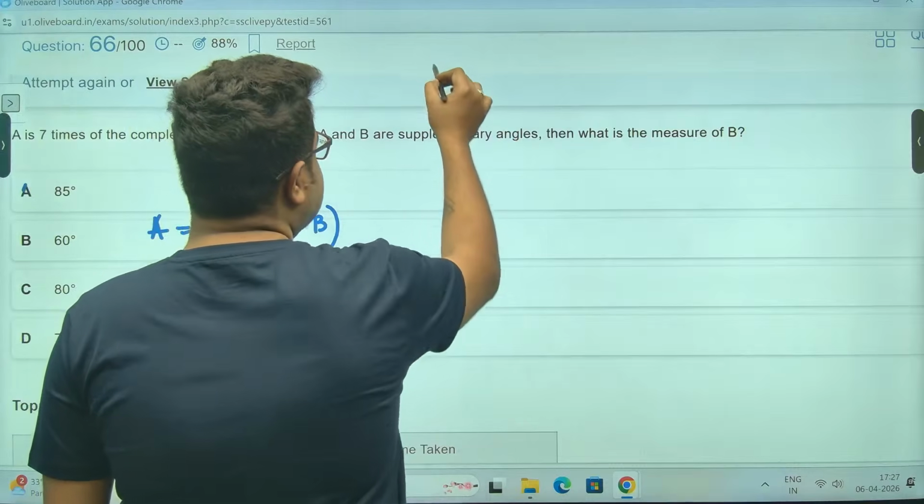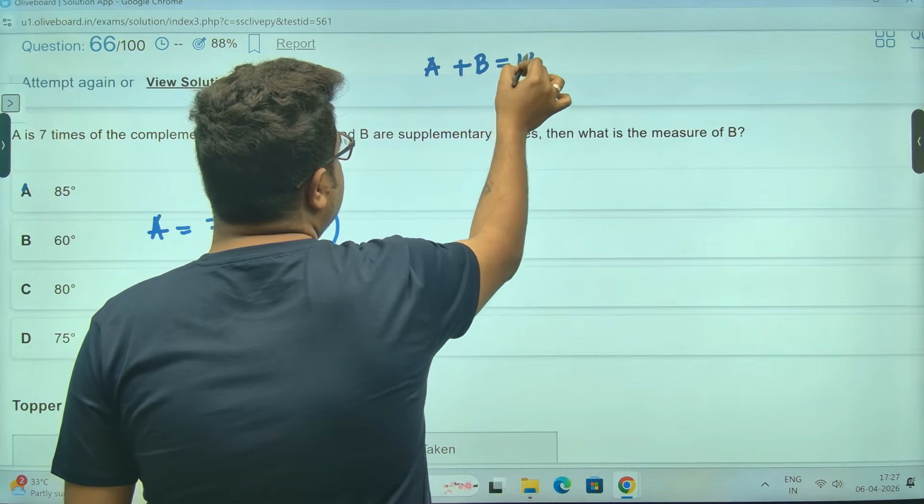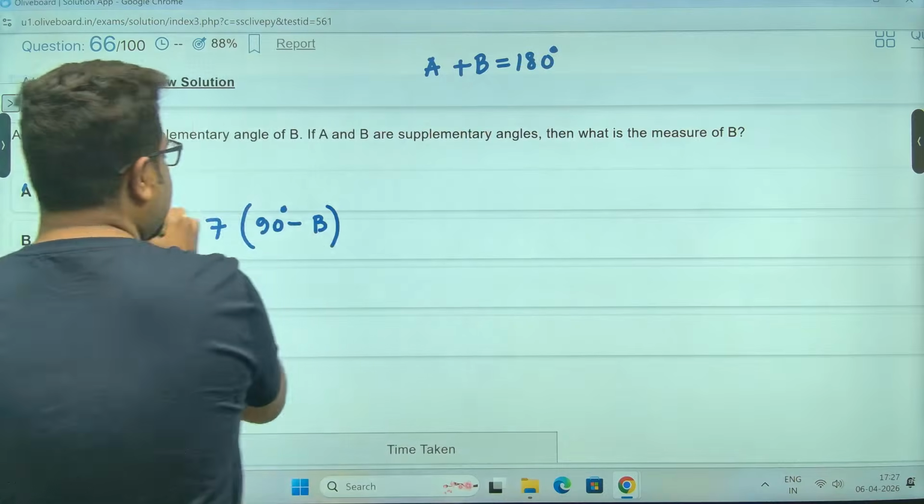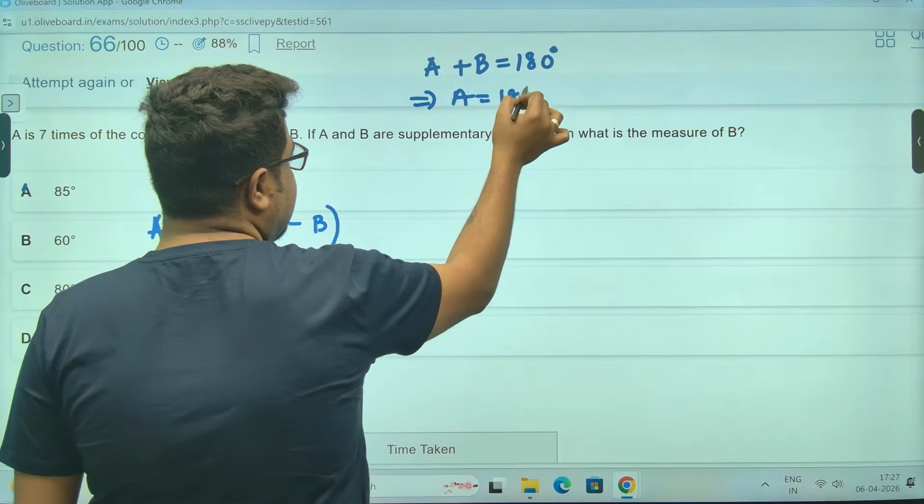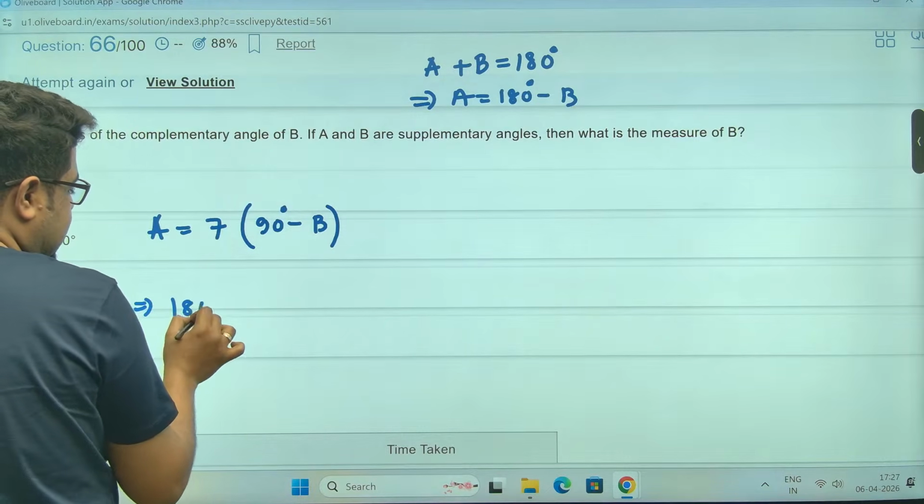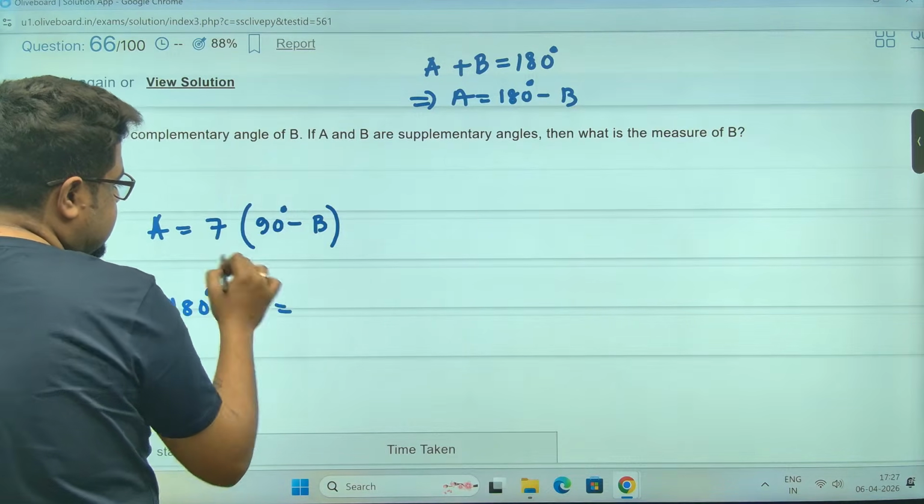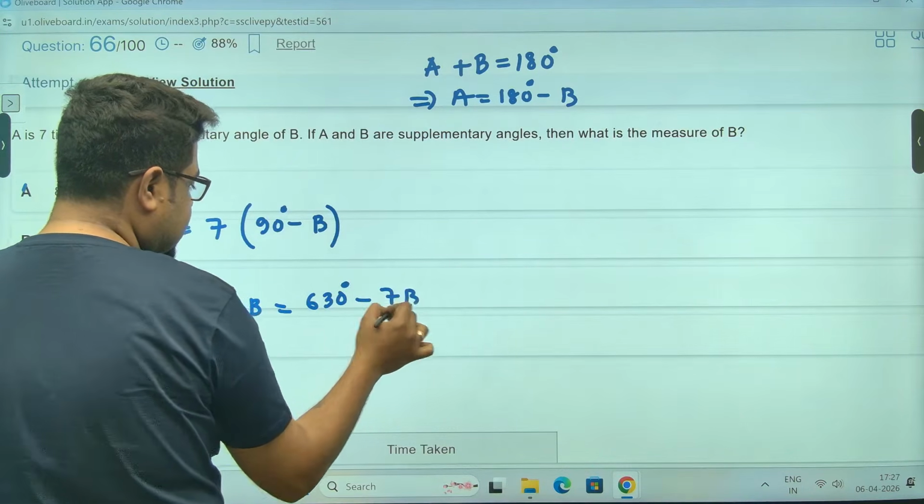And A and B are supplementary angles, meaning A plus B is 180. So do one thing, make the equation of B. A I can write as 180 minus B. Put the value over here. A is 180 degree minus B is equal to 630 degree minus 7B.